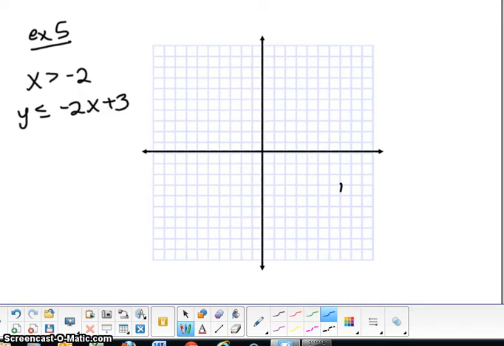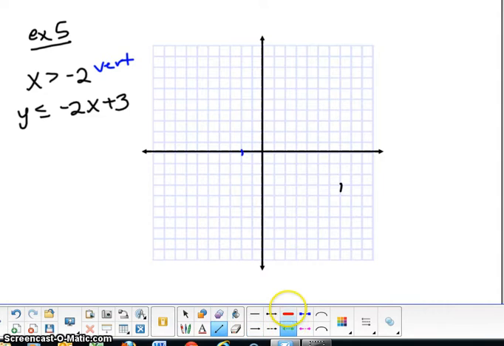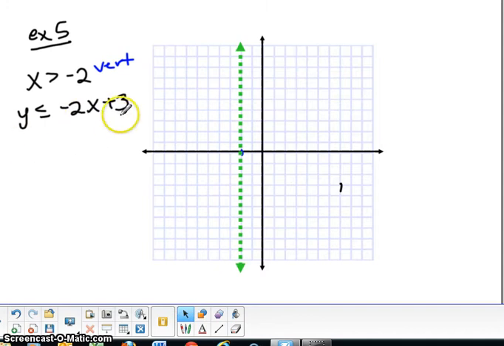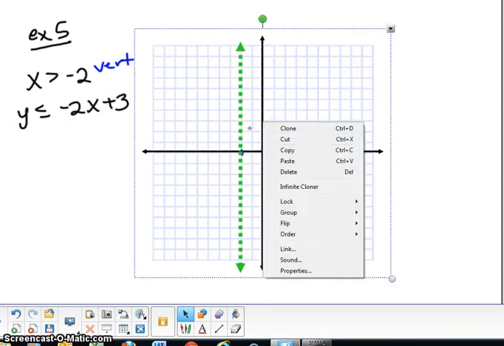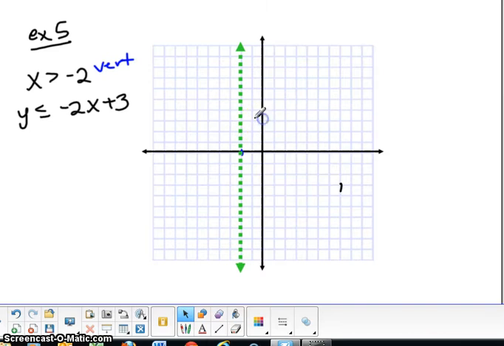Now you're going to start seeing two graphs instead of one. Here we have another vertical line that is going through at negative 2, and it's going to be a dotted line, so I'm going to make that dotted. And then also the next one is in slope-intercept form, so we can go up 3 and then down 2 over 1. Up 3 and then down 2 over 1. Okay, so it looks something like that.